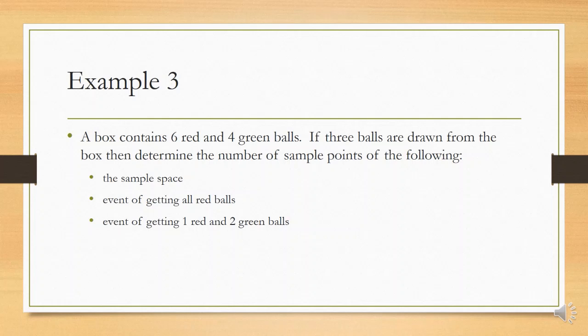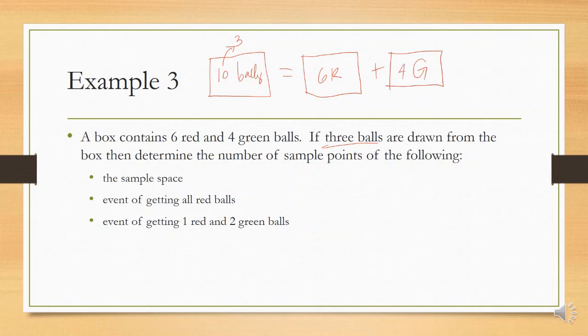So a box contains 6 red and 4 green balls. If you remember my method of drawing, all in all, we have 10 balls. So from the 10 balls, we are going to draw 3 balls. Now, these balls actually consist of 6 red and 4 green balls. This will help you compute for the number of sample points. So the number of sample points is what we are looking at.